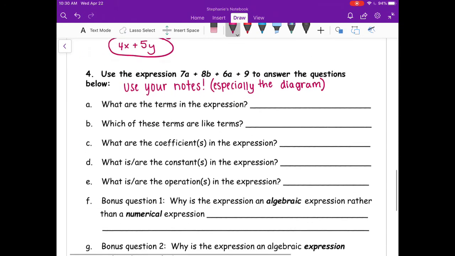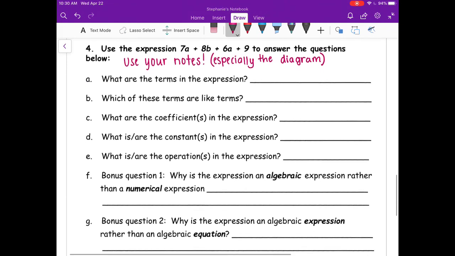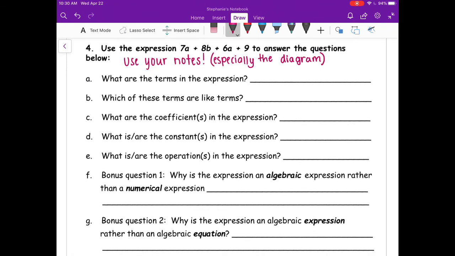Now moving down to number 4. We're not going to do any of these together, but you should be able to use your notes to help you answer these questions. Look especially at the diagram.